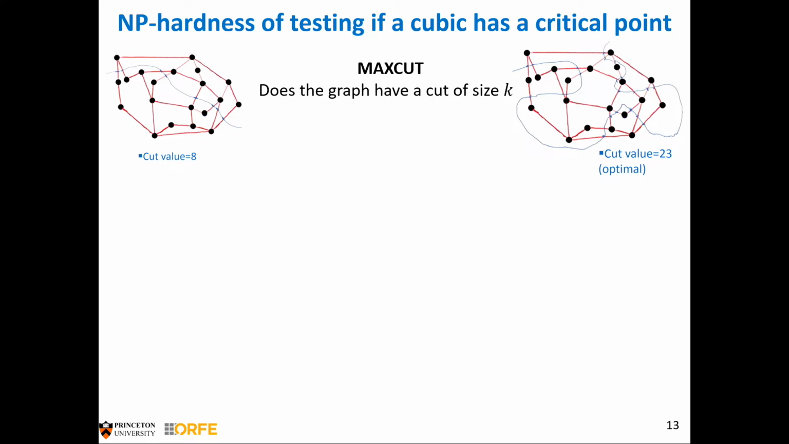A cut in a graph is a way of splitting the nodes into two sets. Let's say these nodes are getting labeled -1, and these nodes are getting labeled +1. And the size of the cut is the number of edges that go from one side to the other. So this cut has value 8, and the largest possible cut in this graph has value 23. So the Max-Cut problem is: given a graph and an integer k, tell me if there is a cut of value at least k.